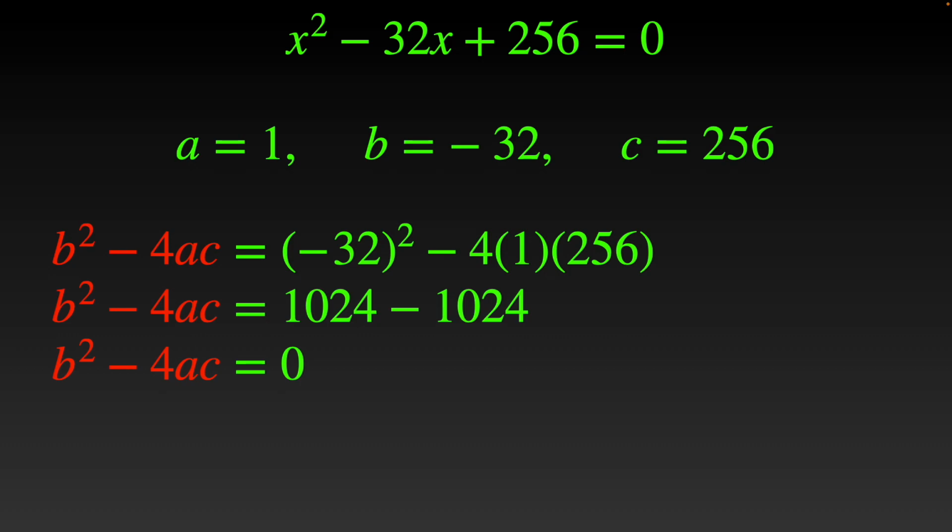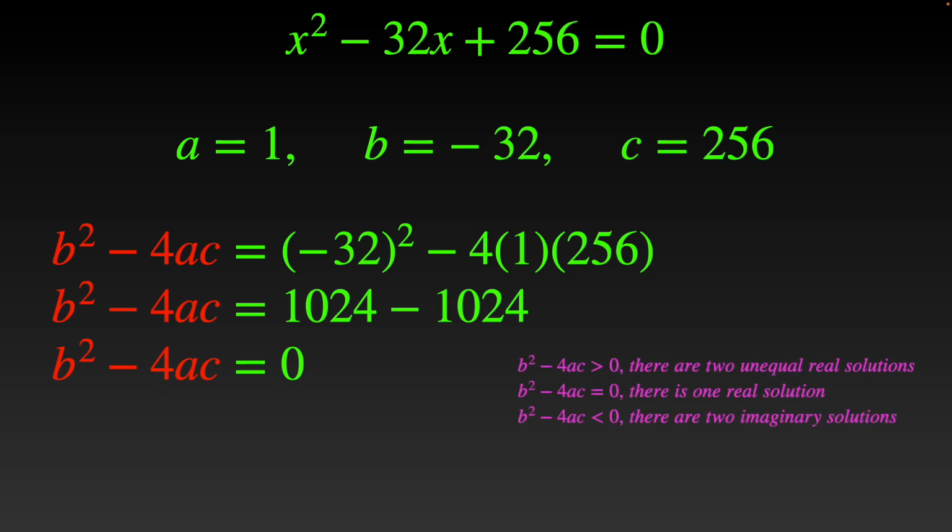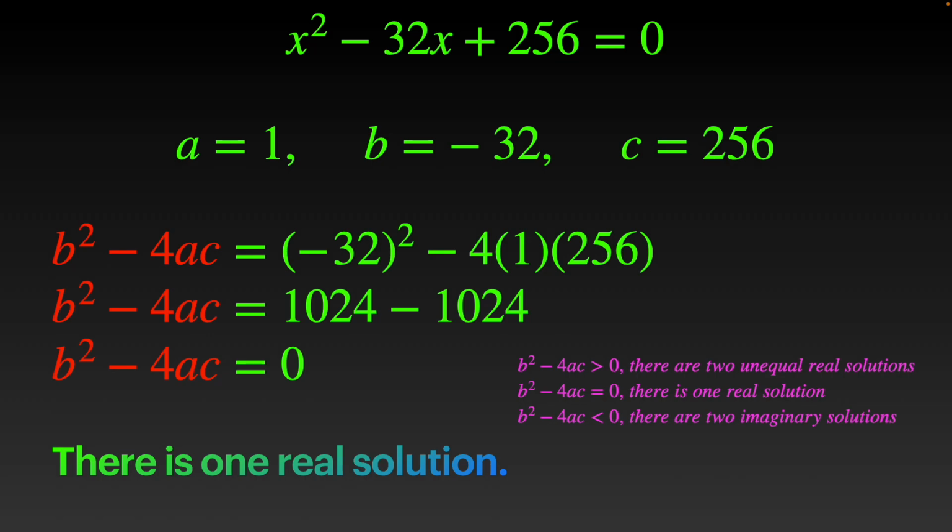Let's bring the cheat sheet from previous slide. Since b squared minus 4ac is equal to 0, second option, there is one real solution. So for this example, there is one real solution. Let's take a look at our second example.